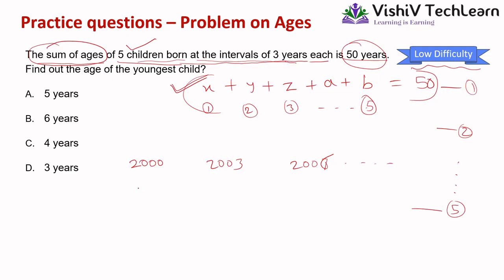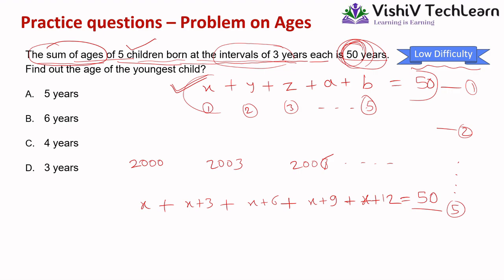Correct? So this is how, if we consider the first child's age as x, the next child would be x plus 3, the next would be x plus 6, then x plus 9, then x plus 12. This is how we got the ages of 5 children born at intervals of 3 years. Now the summation of their ages is 50 years, which is already given in the question. So we can just add these ages of 5 children, and this summation is equal to 50.